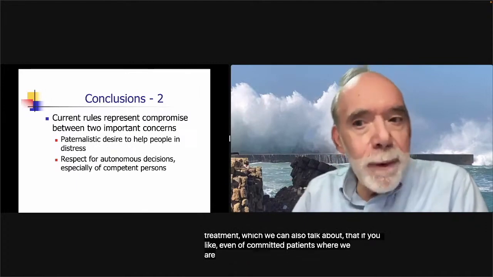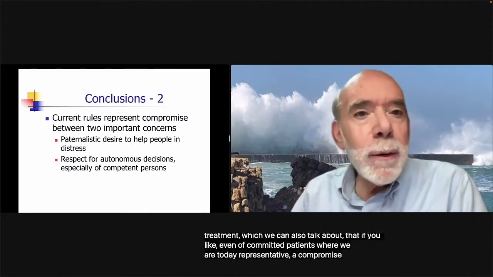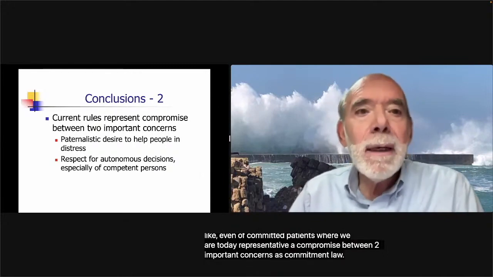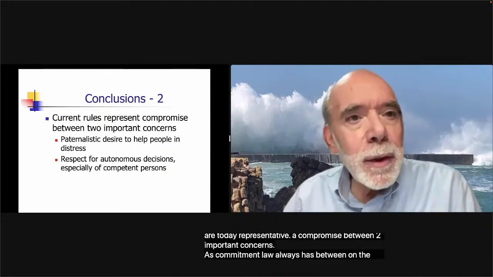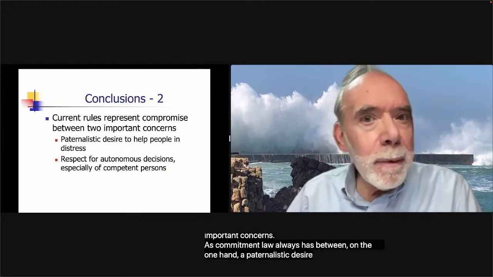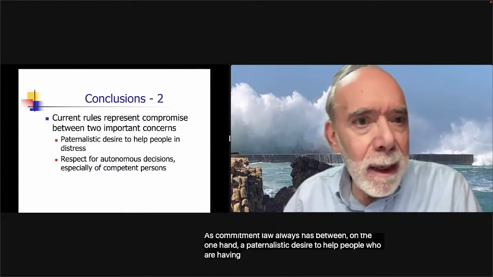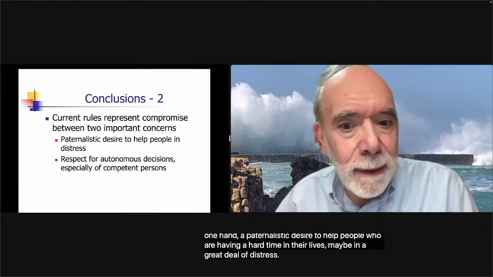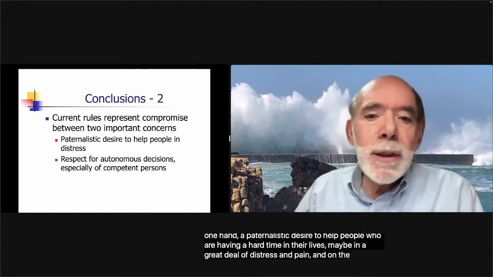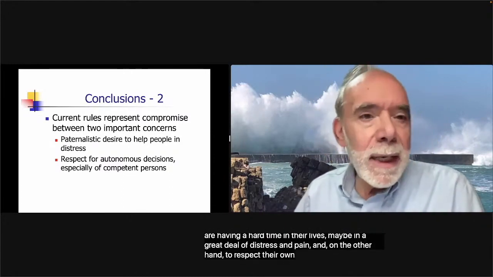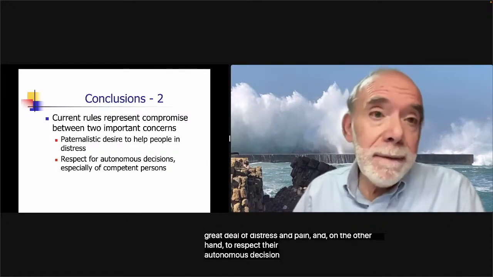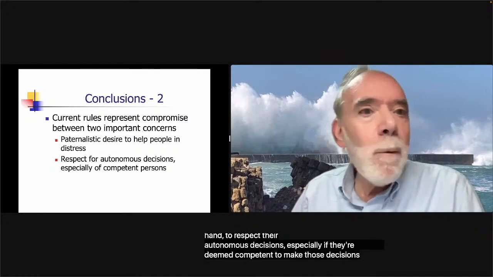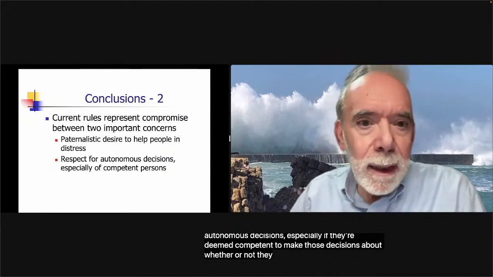Where we are today represents a compromise between two important concerns, as commitment law always has, between, on the one hand, a paternalistic desire to help people who are having a hard time in their lives, maybe in a great deal of distress and pain, and on the other hand, to respect their autonomous decisions, especially if they're deemed competent to make those decisions about whether or not they want to be treated.